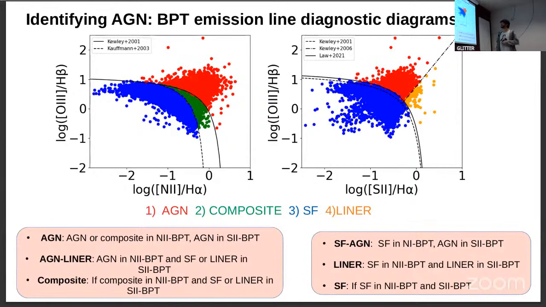We use BPT emission line diagnostic diagrams, where we compare the emission line ratios N2 over H alpha, S2 over H alpha, against the oxygen III over H beta. We can classify the emission line ratios in this diagram, and they tell us the ionization source of the galaxy. If it falls in this region, it's AGN. This is the star forming, and this region in between is composite. If we combine the N2 and S2 BPT, this classification becomes wider. We have AGN, LINER, star forming, and AGN.